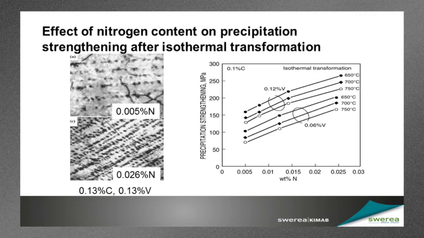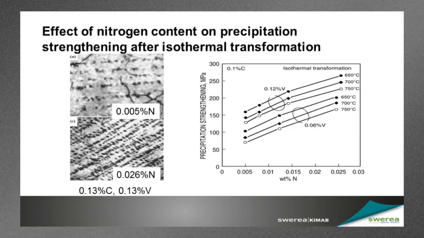Well, it has a very big effect, and you can see this in the TEM micrographs on the left-hand side. Similar steels, but one with only 0.005% nitrogen, and the other with 0.026% nitrogen, 5 times as much. And the rows of particles are plainly much, much denser in the second case. The particles themselves are smaller, and the result of this is a more efficient strengthening.